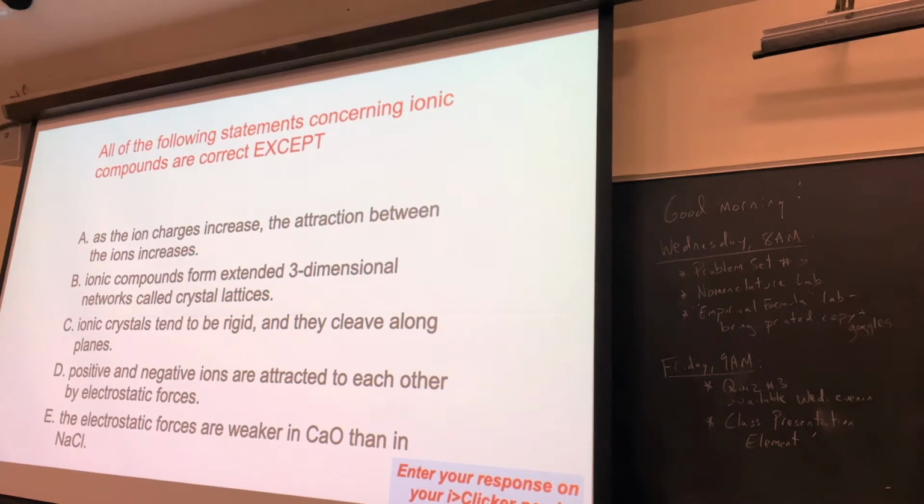Here are some compound statements about ionic compounds. And I think instead of us going through and answering it, I'm just going to go through and talk about them one by one. So remember that ionic compounds are when the positives and negatives come together. The first one says, as the ionic charges increase, the attraction between the ions increases. And this part is true, all right?